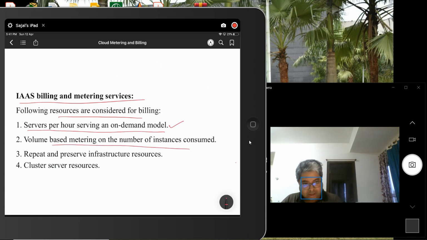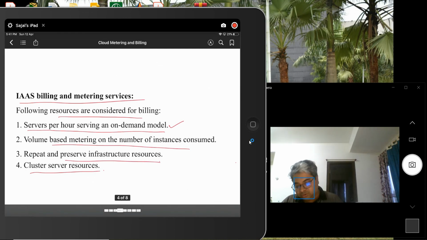That means if you take a volume number of instances or more, in that case your metering and billing procedure will be different. Or the reserved infrastructure resources that I have already discussed, and the cluster server resources. For the cluster server resources, again the infrastructure cost is much less. So this is all about the IaaS billing and metering parameters.